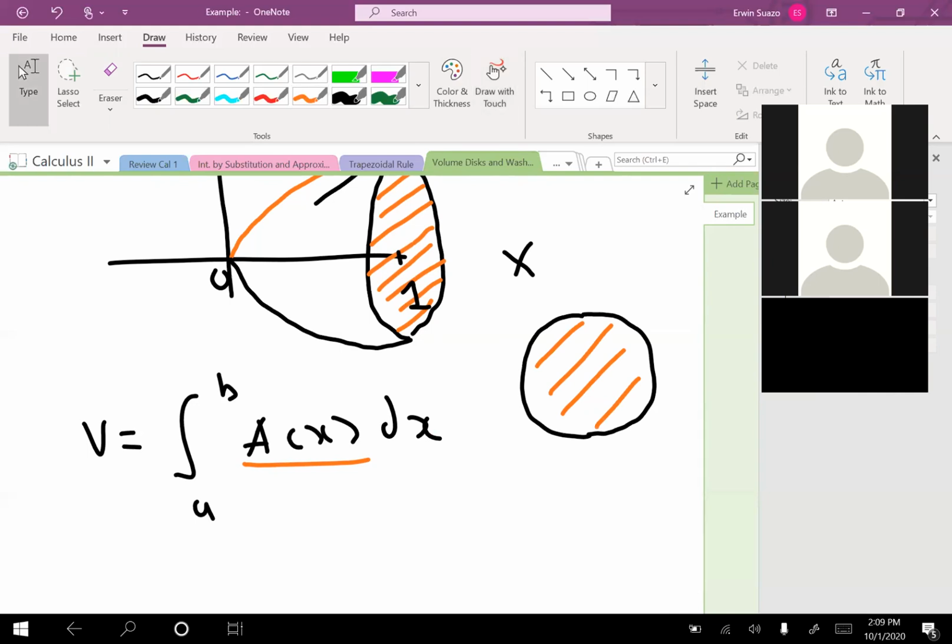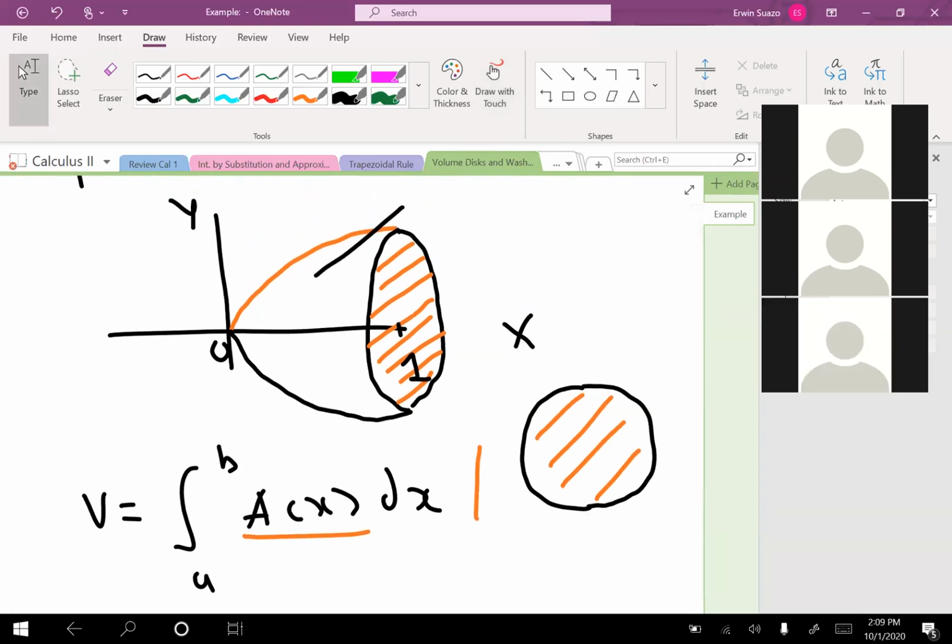So we know a formula, right? What is the area of a circle? Let's put it here: pi r squared. So I say this is x. So the area of a circle.